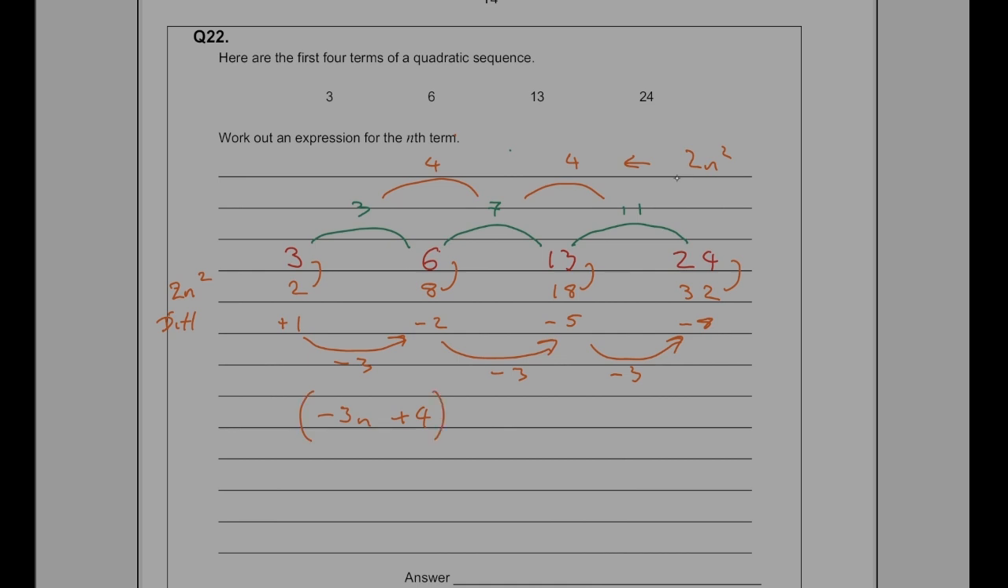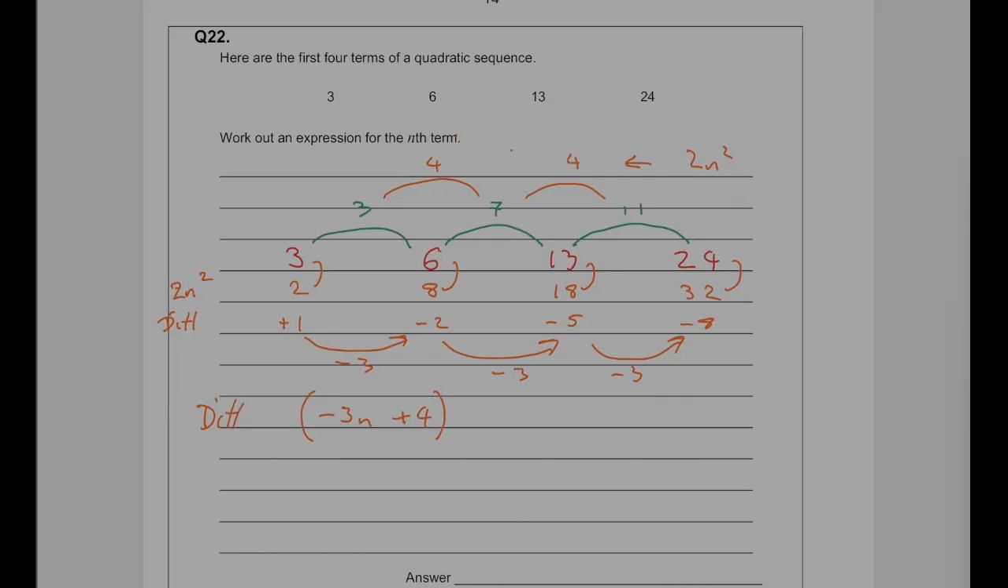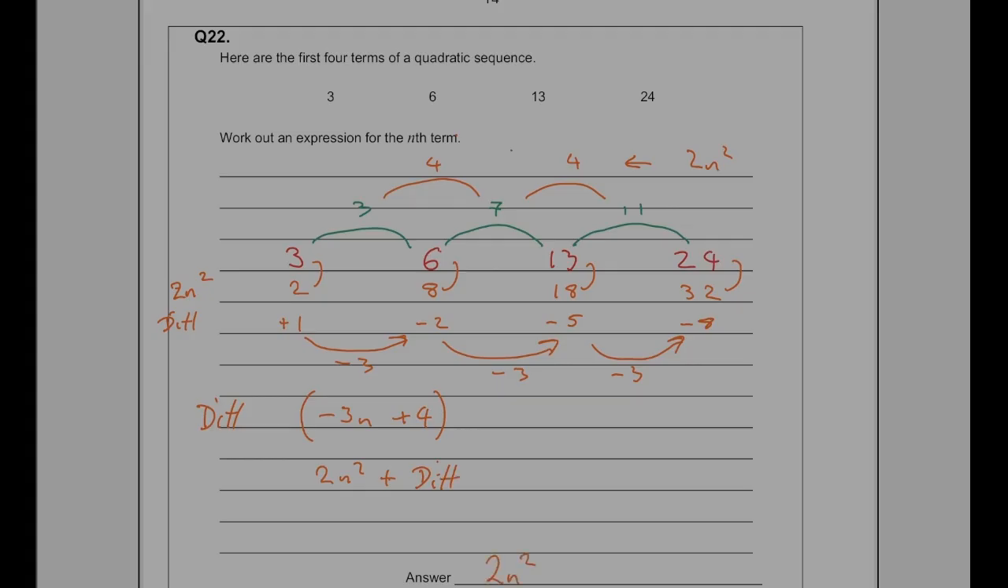So my sequence is going to be, so this is my difference. So I want to do 2n squared plus the difference. So that's going to become 2n squared minus 3n plus 4.